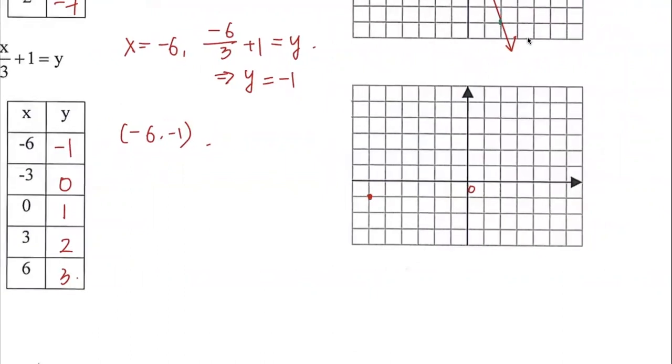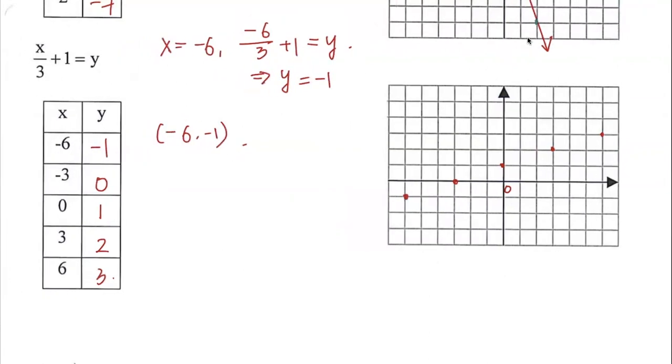We have minus 3, 0, 1, 2, 3, 0 here. That's the second point. 0, 1. We have 3, 2. And 6, 3, 1, 2, 3, 4, 5, 6, 1, 2, 3. So these 5 points are found based on the calculation of this expression. So if our calculation is correct, when we join the 5 points, they should all be on the same straight line.